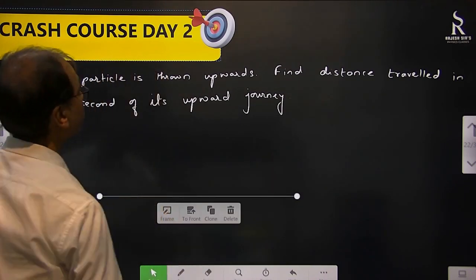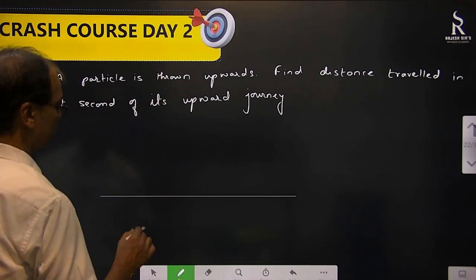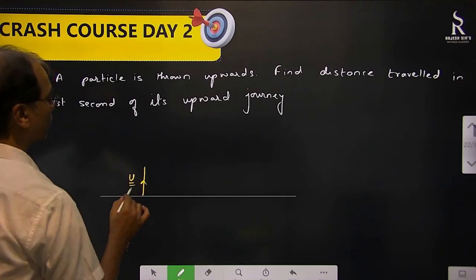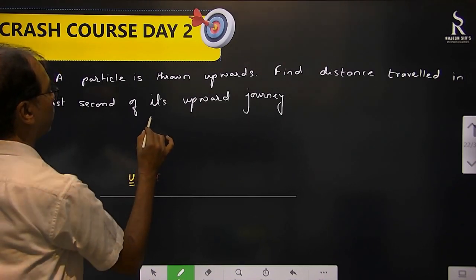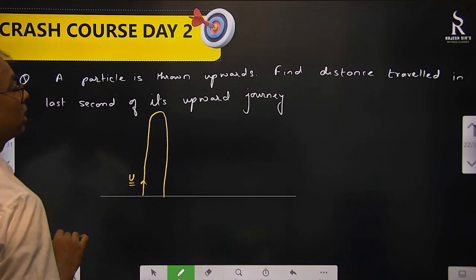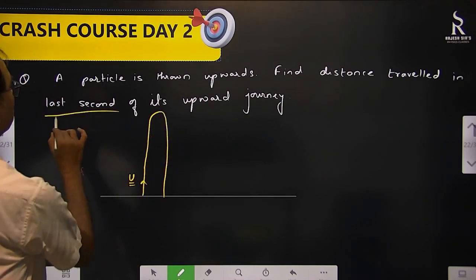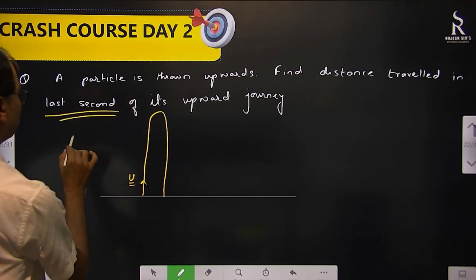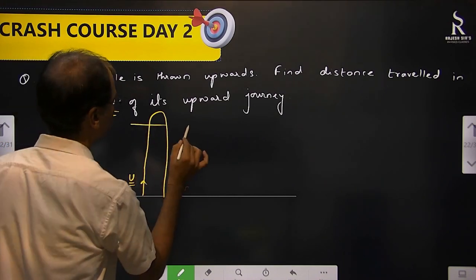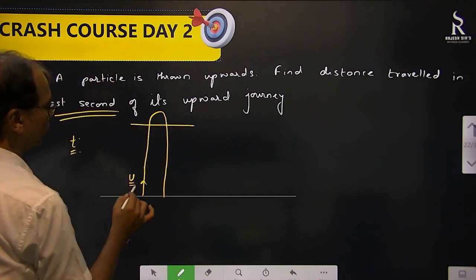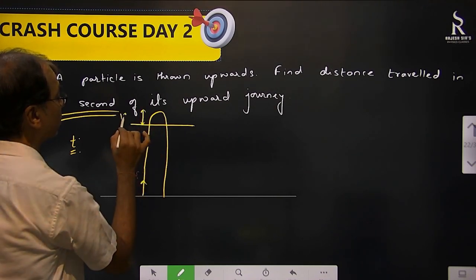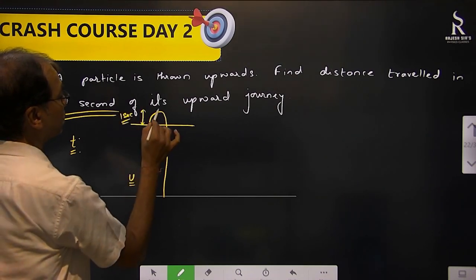Here it is. The particle is thrown upwards, okay, with speed v. It goes up, up, up, goes to the top and then returns back. He says in the last second. Suppose it takes t time to reach the top. Last second means what? That means this distance you have traveled in t minus 1 second, and this is the last second, that means 1 second. In the last 1 second, how much distance are you going to travel?